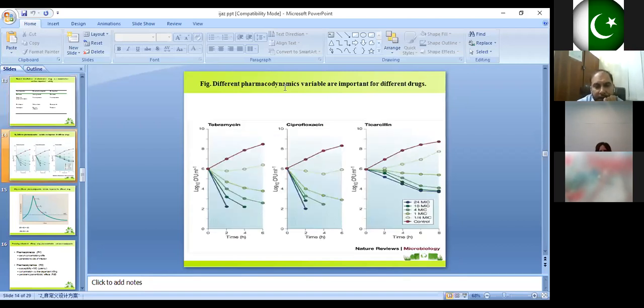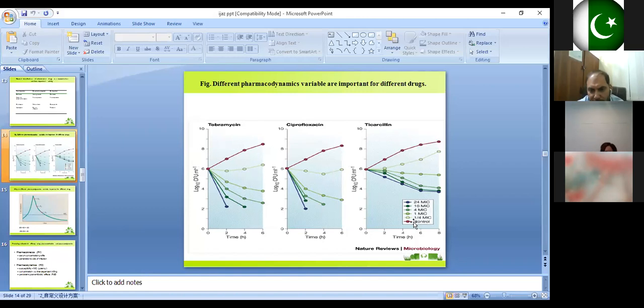This is just an example; I have taken this picture from Nature Reviews. You can see tobramycin, ciprofloxacin, and ticarcillin. In these three pictures, tobramycin and ciprofloxacin are concentration dependent. The axis shows 2, 4, 6, where 6 is log 10, the bacterial count of more than 10 raised to power 6 CFU per ml. These are the bacteria we are using for the MIC, and we can use different concentrations.